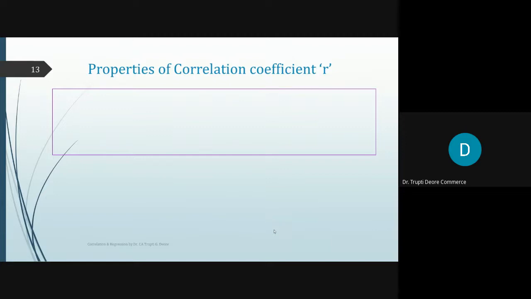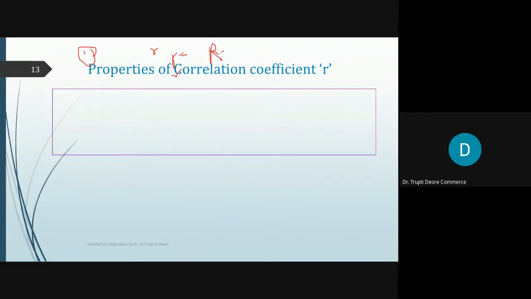So what are the properties of correlation coefficient, that is r? Remember, small r is Karl Pearson's formula and capital R is Spearman's rank correlation. So there are two types of correlation. First is Karl Pearson, that is small r. It is also called the product moment. It is the first and most appropriate formula, mostly used in the calculation of correlation for the product or manufacturing area.